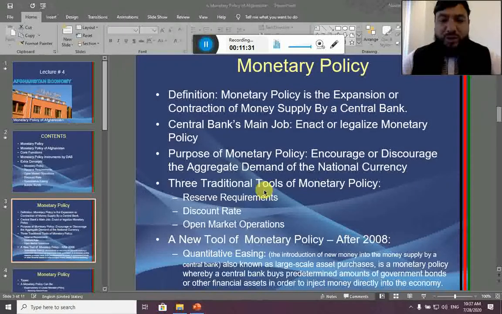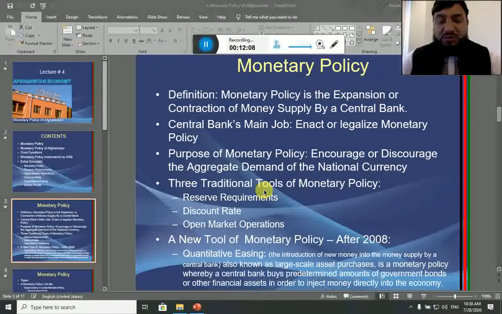So you may have seen that all banks after their working hours, for example after 1 o'clock in Afghanistan, you may have seen bank cars moving money from their branches to the central bank. So that is basically reserve requirement, that all that money goes to the central bank on a daily basis. So this tool is used by the central bank for expansion and contraction of the money supply in order to encourage or discourage the aggregate demand of the national currency.